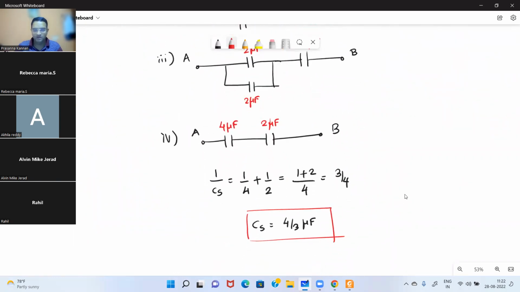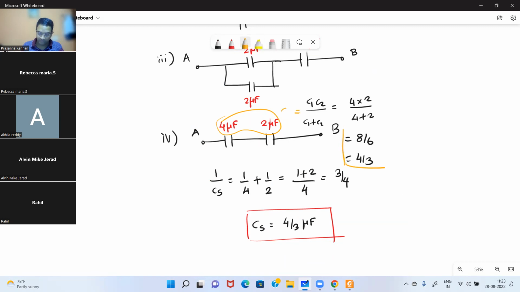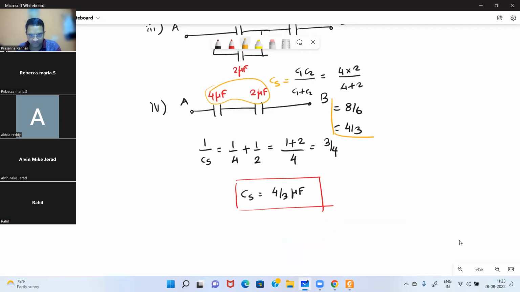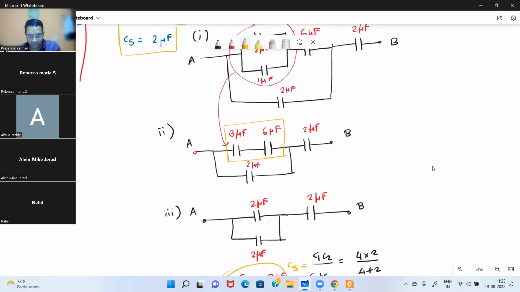All right. Now, one more way you can do it is, instead of writing 1 by CS, you can do C1 C2 by C1 plus C2. So, in this case, it is 4 into 2 by 4 plus 2. So, it will be 8 by 6. You will get 4 by 3 straight away. There's no need to take reciprocal, right? So, this way also we can find the effective capacitance when two capacitors are connected in series. Is it clear, everybody?